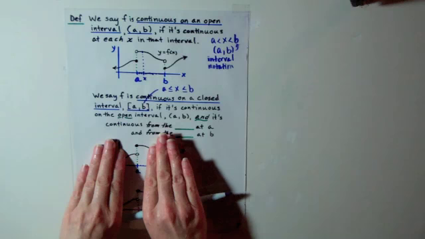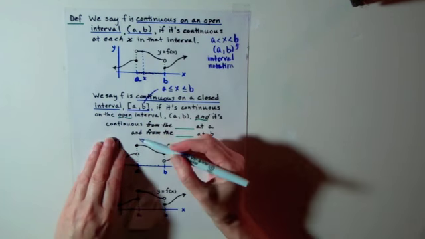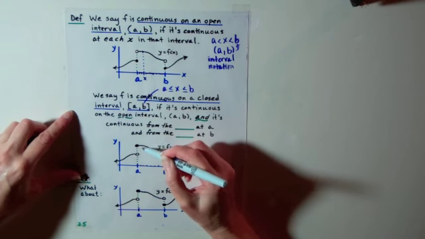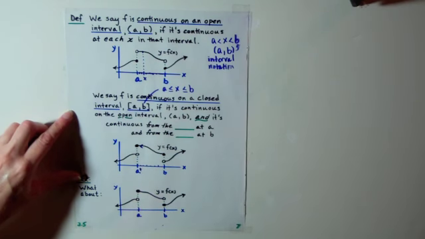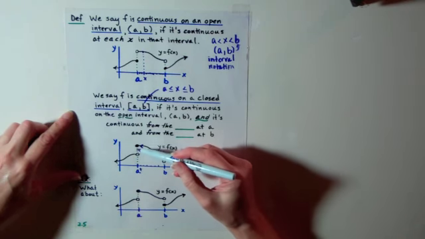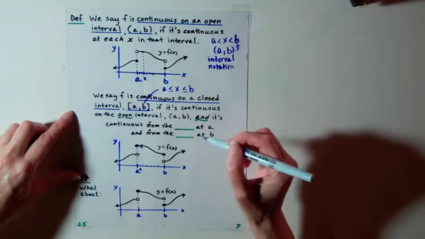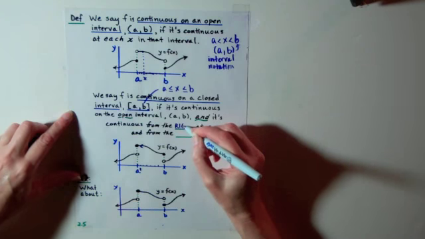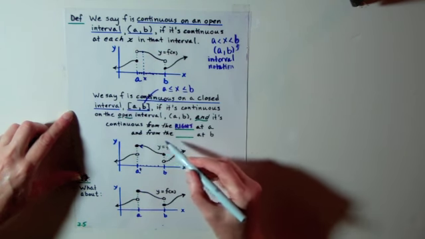Notice that the endpoint on the right chunk of graph, the chunk of graph that is to the right of A, is included, and that means that f will be continuous from the right as we come in this direction from the right, on the right side of A. So to be continuous on the closed interval from A to B, f will have to be continuous from the right at A. And what about at B?